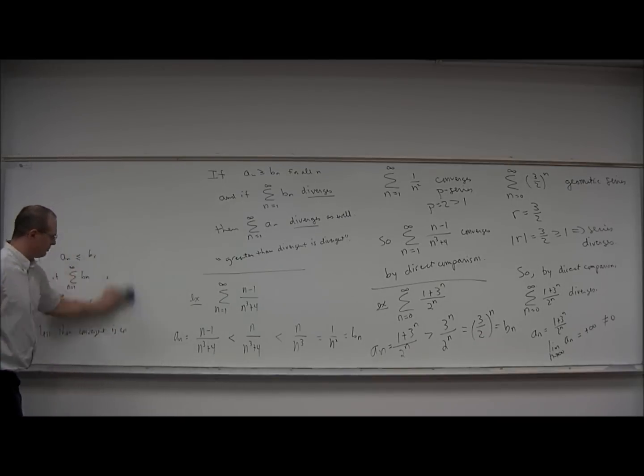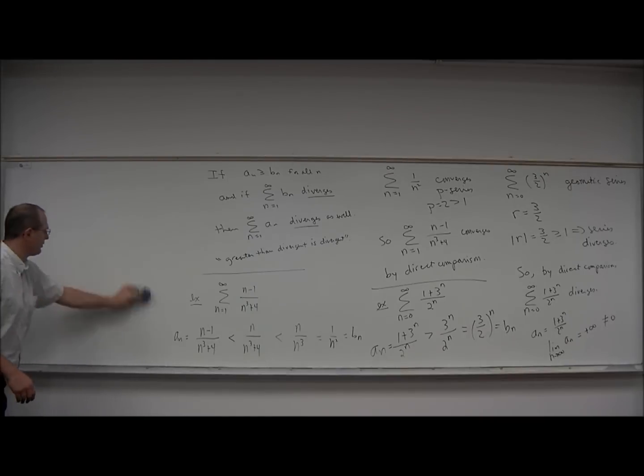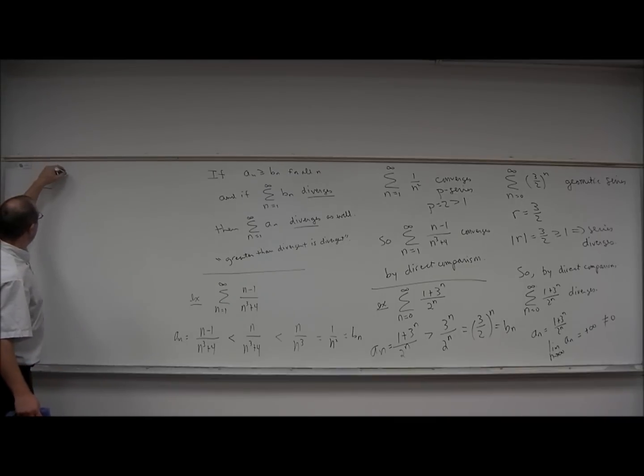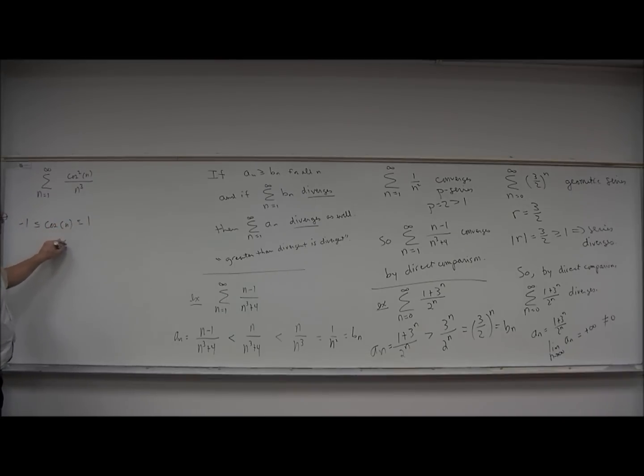I want to do another example that involves a trig function. Let's look at the summation of cosine squared n over n cubed. In this example, we will use the fact that the cosine of any angle is always between -1 and 1, and therefore cosine squared will be at least 0 and less than or equal to 1. So the fractions in our problem, the a sub n's, cosine squared n over n cubed, are less than or equal to 1 over n cubed. Leave the denominator alone, and cosine squared is less than or equal to 1.